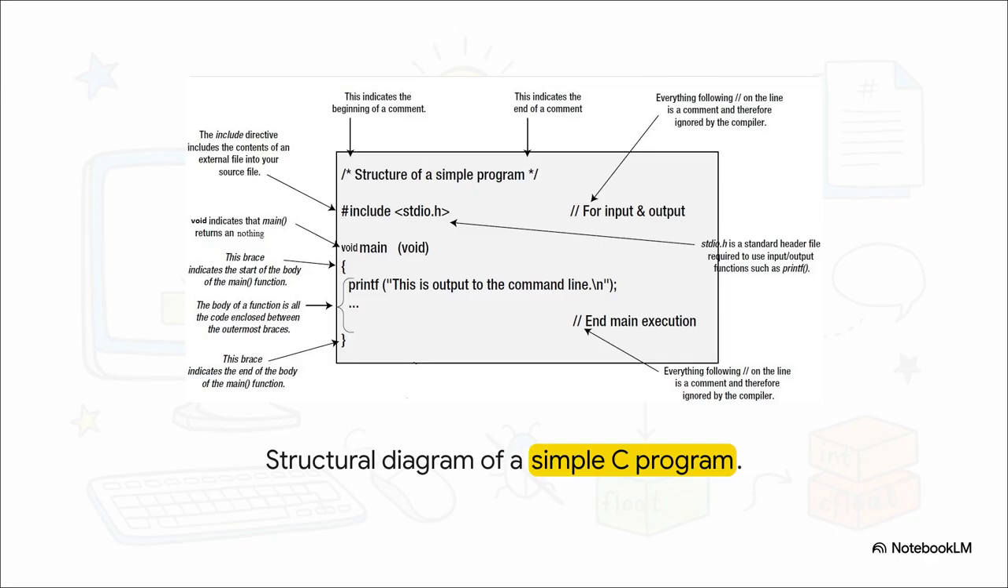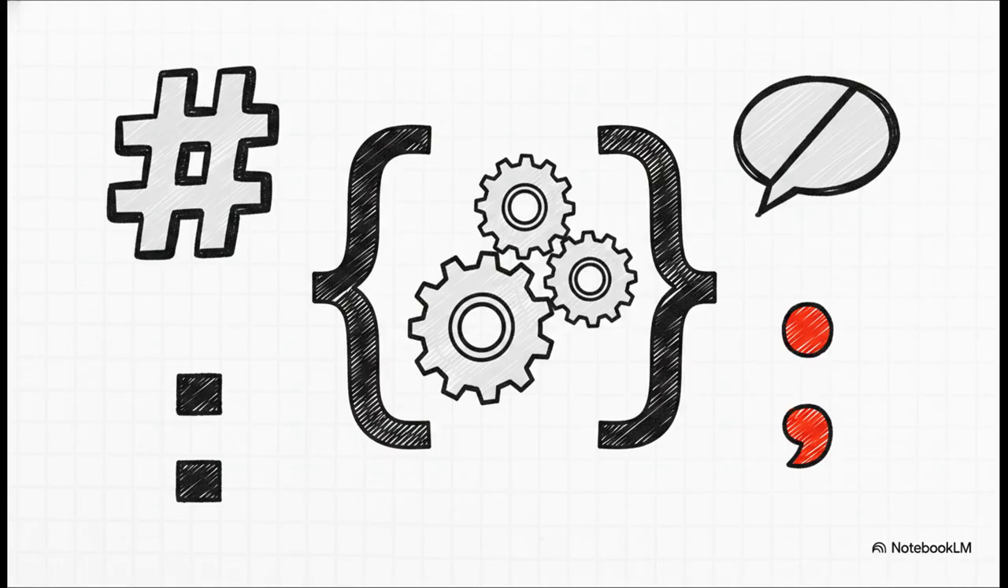Every single C program on Earth must have a main function. It's the starting line. It's exactly where program execution begins. And that word void, that just means the function isn't returning any data back to the operating system when it finishes. Distilling all of that down, here are the absolute strict syntax rules your instructor emphasized.